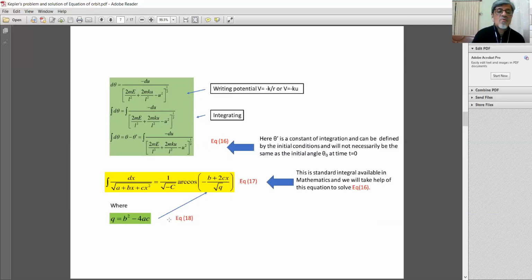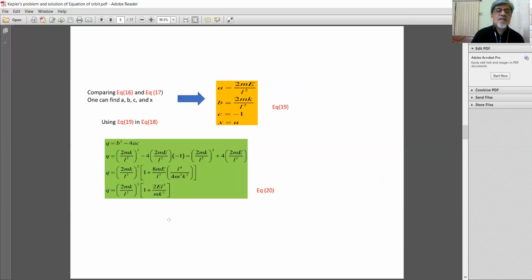Again, we don't know what is a, what is b, and what is c, and how we can represent x or x square, and what is q. Again, we have defined by equation number 18, the q is represented in terms of b square minus 4ac. So now come to the next slide.